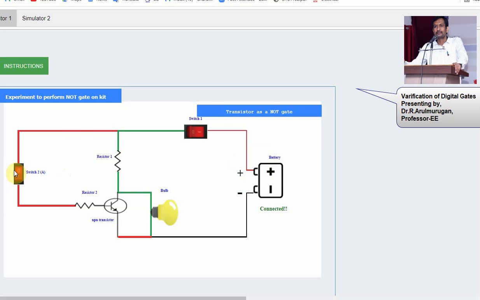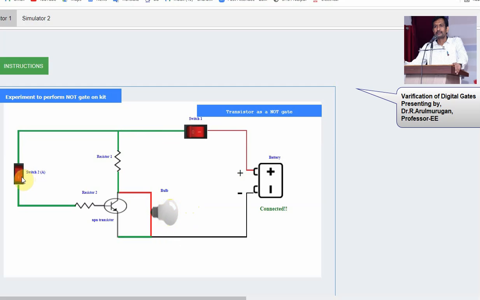Look, the switch is 0, the light is on. The switch is on, the light is off. Switch is 0, switch is on. See how the connection flows. It is directly connected to the LED, directly connected to the light.